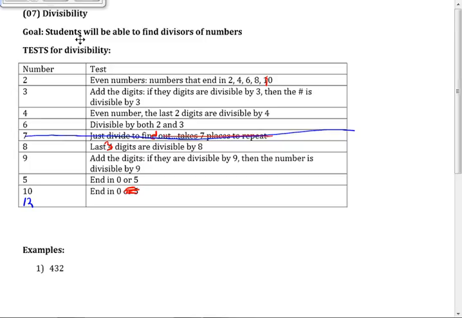We're doing a test for divisibility, and its usefulness is in getting common denominators or reducing fractions.